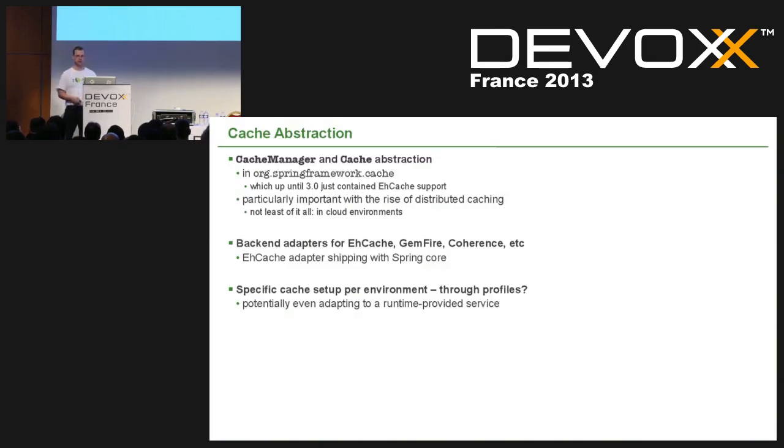Cache abstraction. I mentioned this a little earlier. The cache abstraction is something that we introduced. It provides two key classes, Cache and CacheManager. CacheManager maintains a reference to the actual client-side connection to a data cache, like EHCache, Gemfire, Coherence, Infinispan, Hazelcast, whatever. Lots of options. And any JSR 107 compliant cache as well. So you can use that.